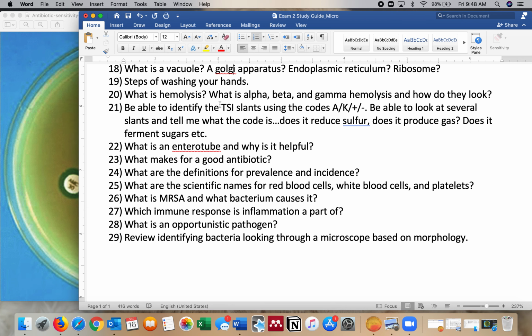So just make sure that you know the major components of a cell. Steps of washing your hands was on exam 1. We wanted to include it on exam 2, partially because we feel like this is just a gimme, and partially because it's important that you know how to do this, especially during COVID, right?